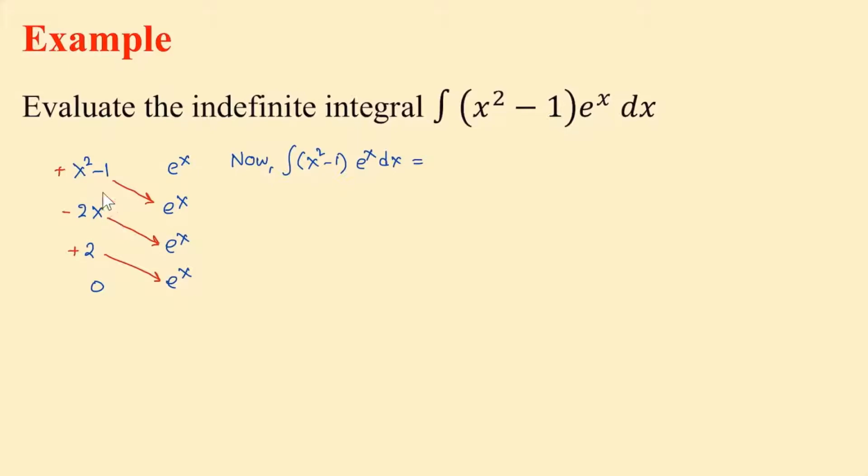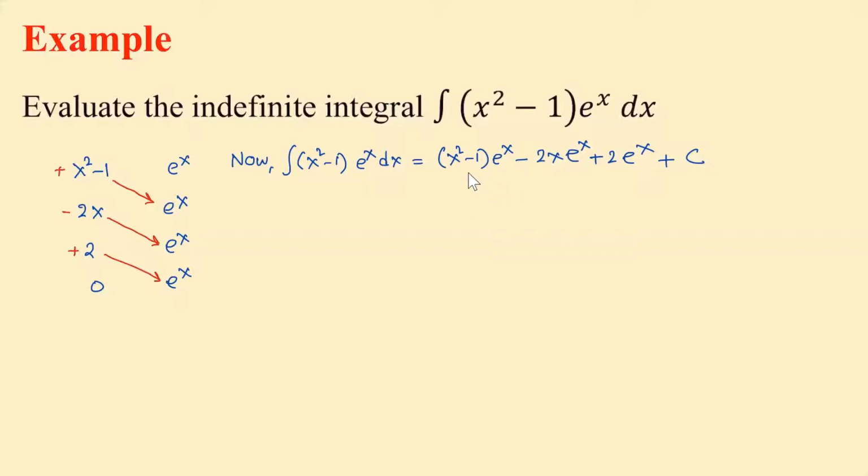So the first one will be e to the x multiplied to that with a positive sign. So that is x squared minus 1 e to the x. The second one will be, if we multiply this one, it will be 2x e to the x, but with the negative sign. So minus 2x e to the x. The third one will be positive, so we put a plus sign, then 2 times e to the x. Because this is the indefinite integral, we add c at the end, that is the constant of integration.